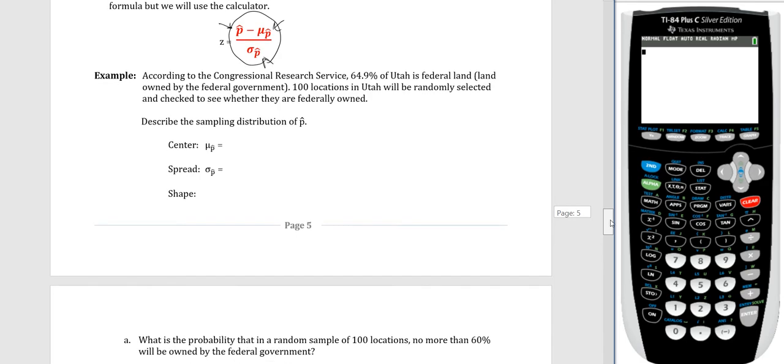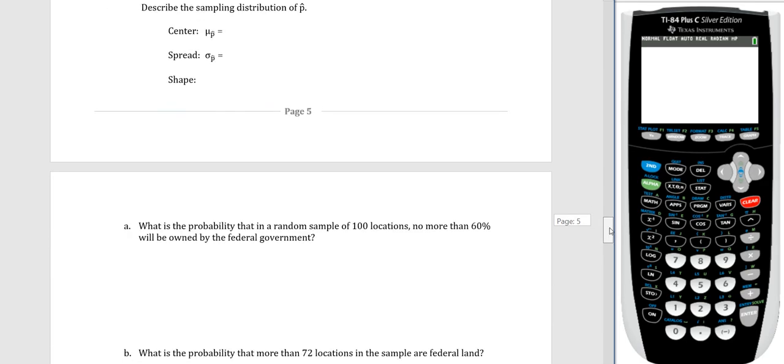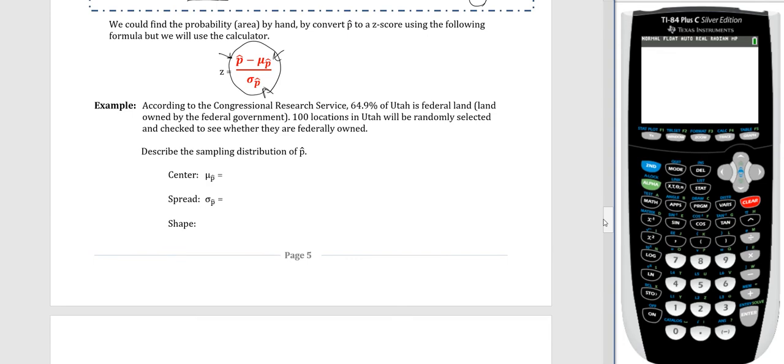Okay, so we're going to do an example here on the bottom of page 5 that stretches into page 6. According to the Congressional Research Service, 64.9% of Utah is federal land, so land that's owned by the federal government. 100 locations in Utah will be randomly selected and checked to see whether they are federally owned. The first two parts take a little bit of calculation. The second one, shape, will take a little bit of argument. So the center: we have the percentage, and that's just going to be my center, 0.649. That's my estimated proportion.